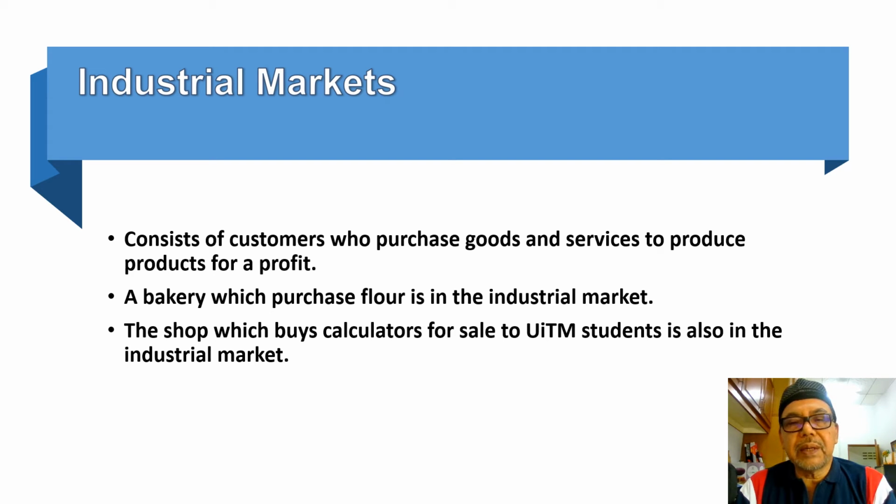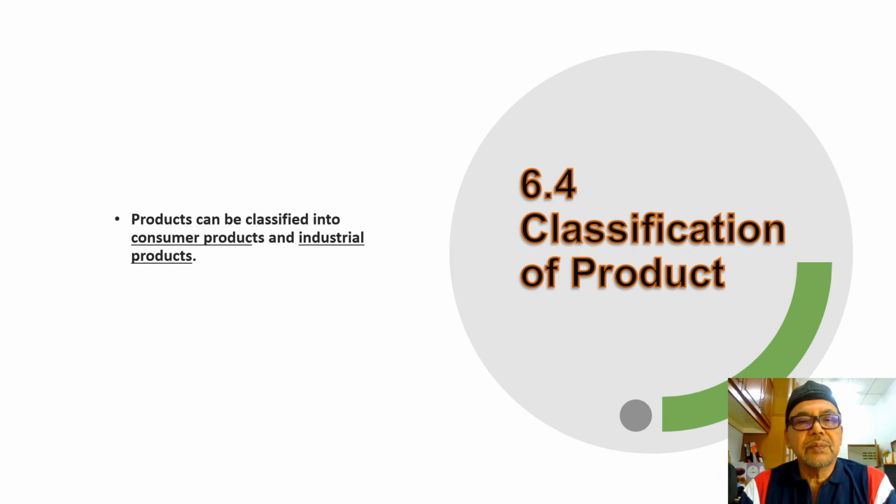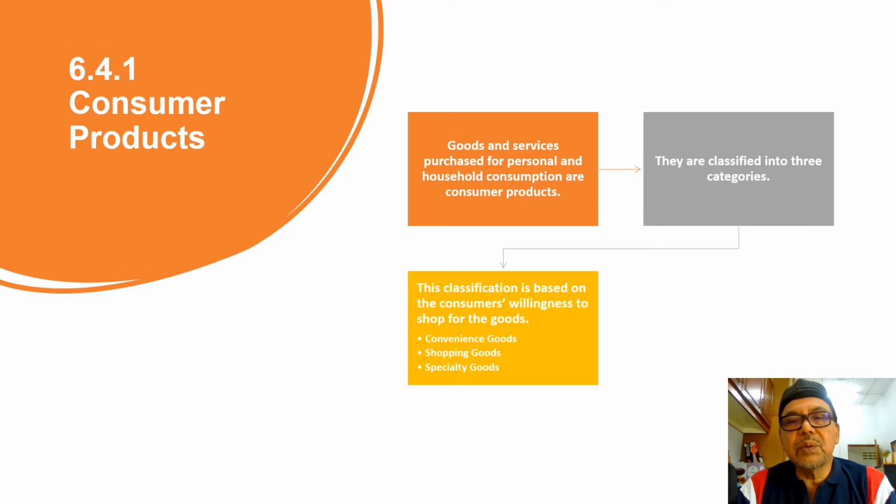The shop which buys calculators for sale to UiTM students is also in the industrial market. Shops which buy and sell products are also considered industrial market, because the shop doesn't buy the goods for their own use. If it were for their own use, we would see it as a consumer market. Products can be classified as consumer products and industrial products. Consumer products, goods and services. Now we come to the consumer product.